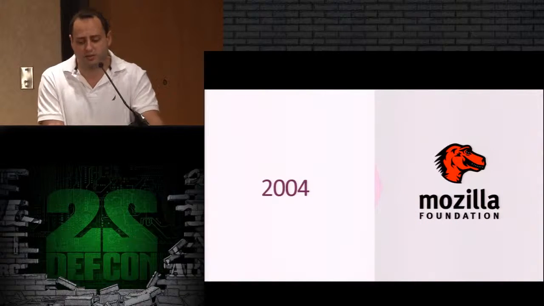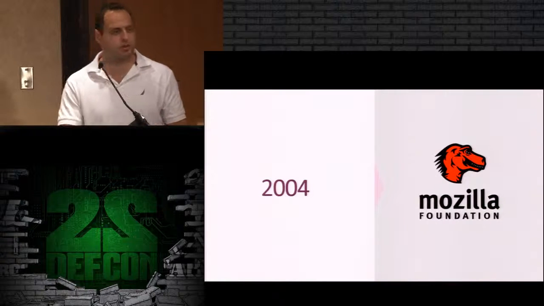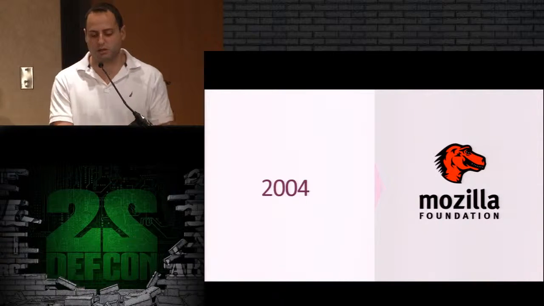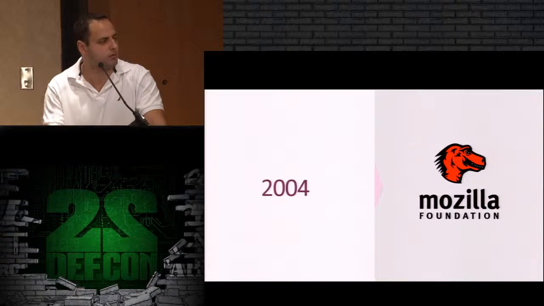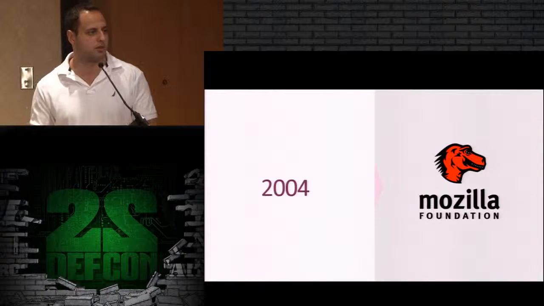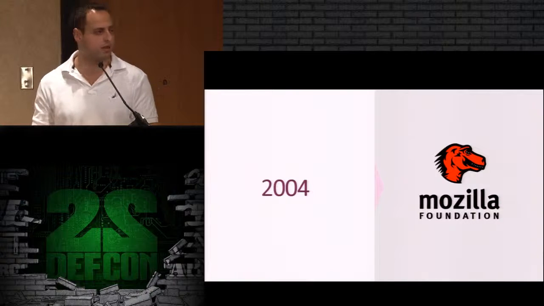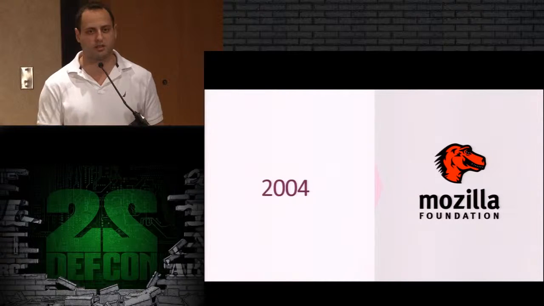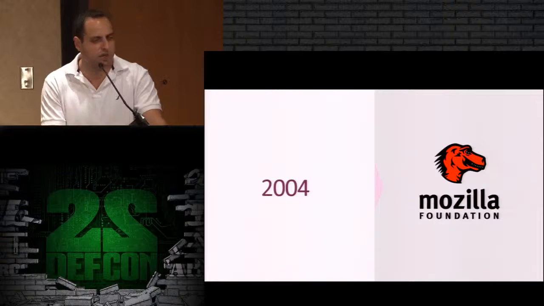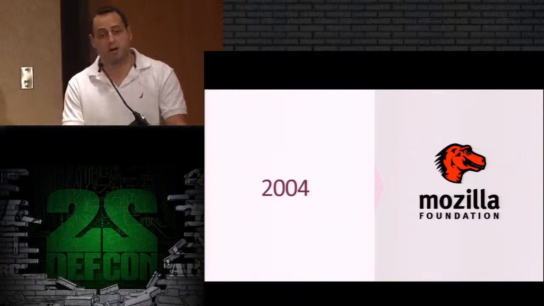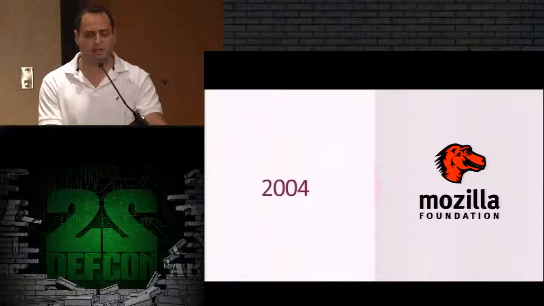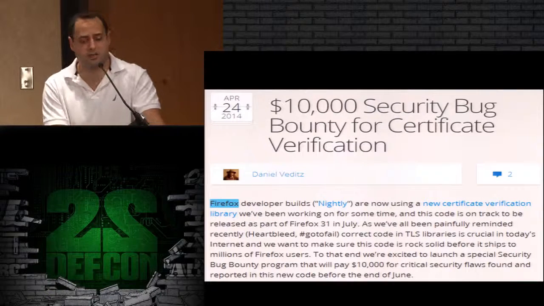In 2004, following the acquisition of Netscape by AOL, a new foundation started, the Mozilla Foundation, which uses the same engine that Netscape used, and created a new company, Mozilla. So Mozilla is kind of Netscape, but open source. And in 2004 they started their bug bounty program. And again, it succeeded, and you'll see the results today.